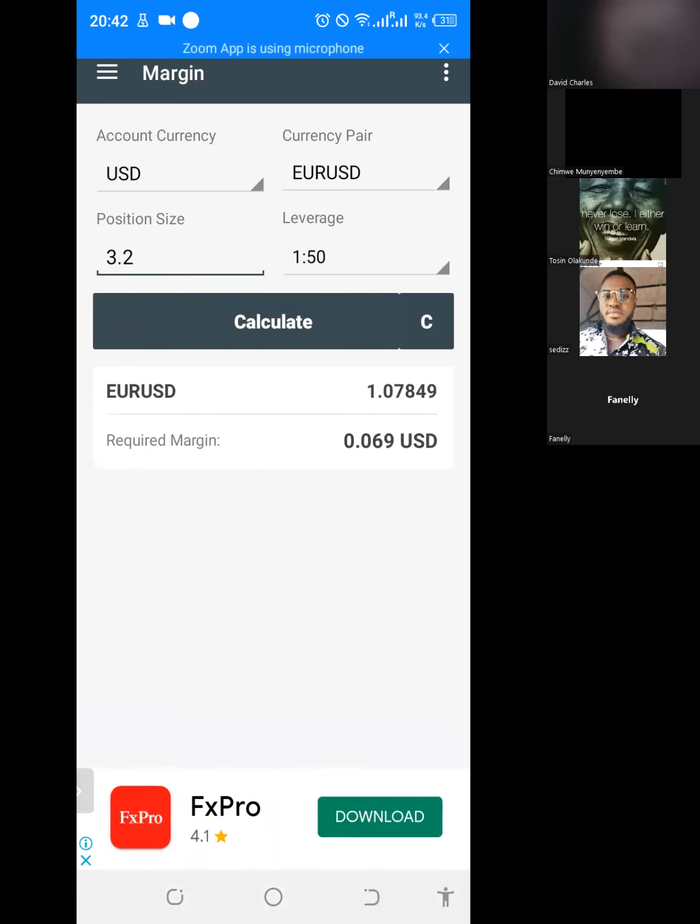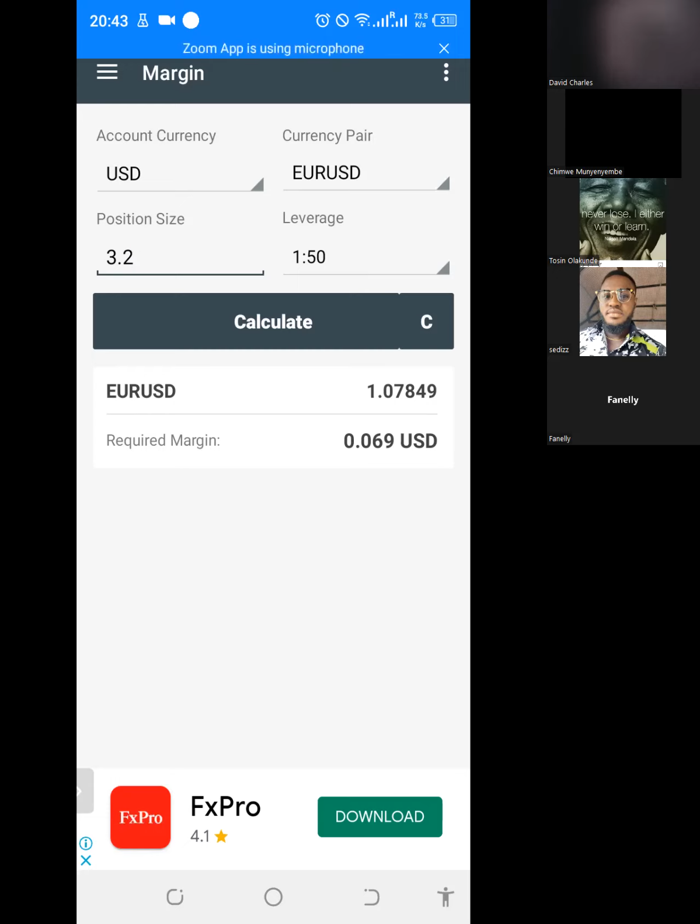So you see, it's showing you the amount of margin that you need from this kind of leverage. Leverage also can be calculated, remember. So if you use that position inside of 3.20, in Euro USD, at that entry where it is right now, and that leverage, the calculation will need something like 0.069 USD.